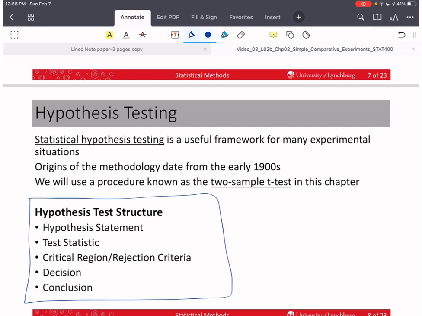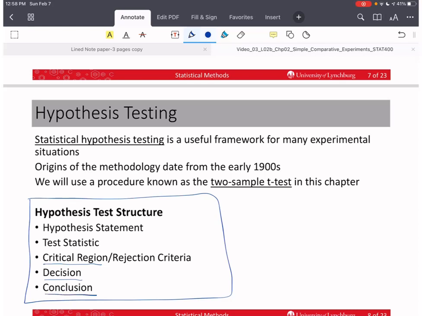Then we do the test statistic. Then we'll do the critical region, or rejection criteria, or rejection region. Those are all names for the same thing, but the technical term is the critical region. Then we will have a decision, which is not really the conclusion, although many books muddle this up.